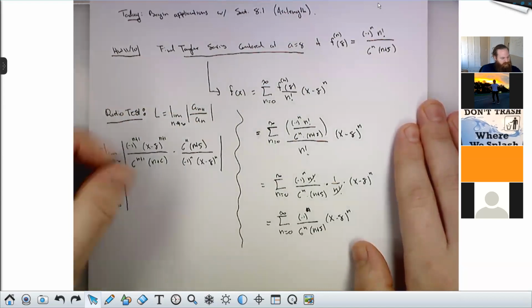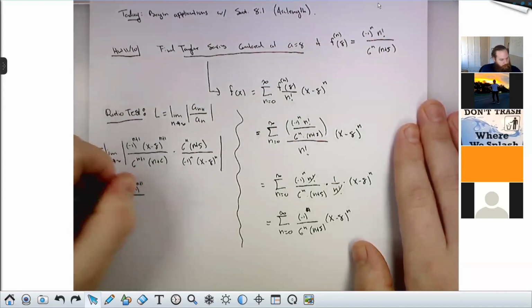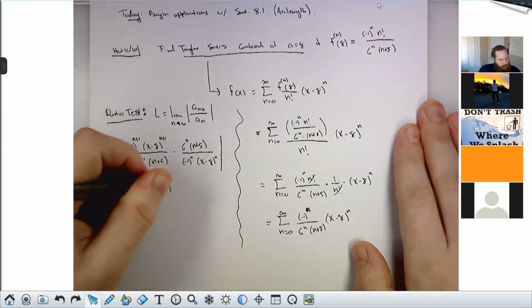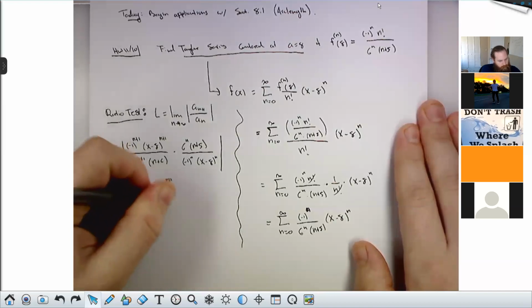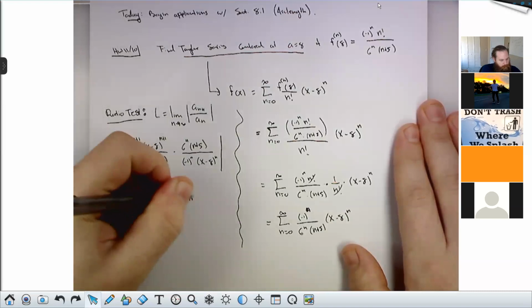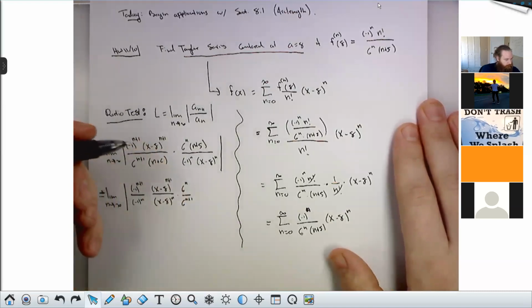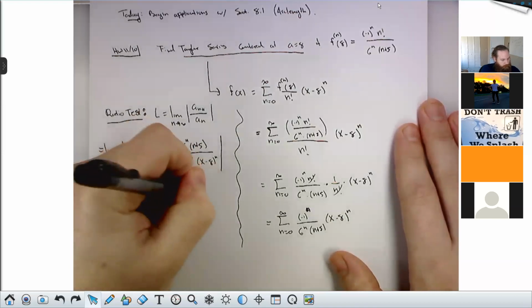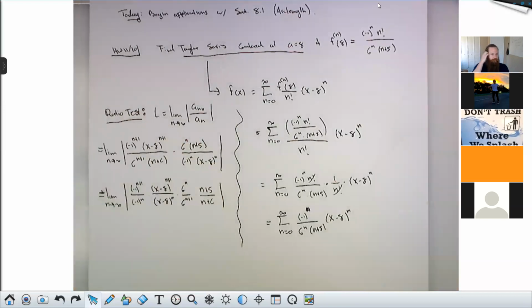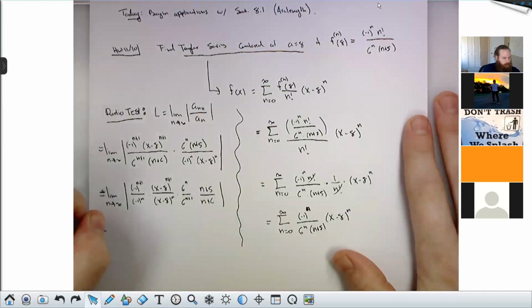Now I group the terms. So I've got (-1)^(n+1) over (-1)^n times (x-8)^(n+1) over (x-8)^n times 6^n over 6^(n+1). Is that everything? Oh no, the (n+5) over (n+6). All right. So since I've got two fractions here and everything in those fractions is being multiplied, I can do that in whatever order I like. So I shuffle the similar things together. And then I would split up the absolute values.